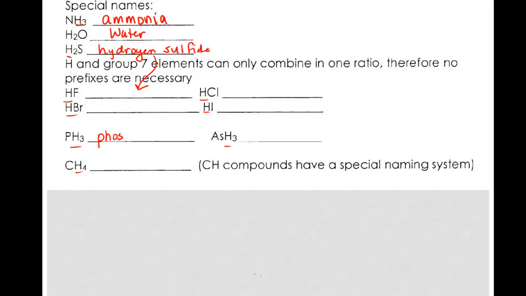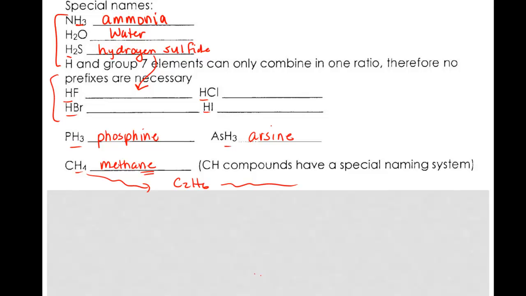PH3 is called phosphine. And AsH3 is similar to that, and it is called arsine. And CH4 is called methane, and this is just the start of a series of carbon-hydrogen compounds, and they will end in ANE, but we will not actually be concerned with these, but you should certainly be familiar with these.